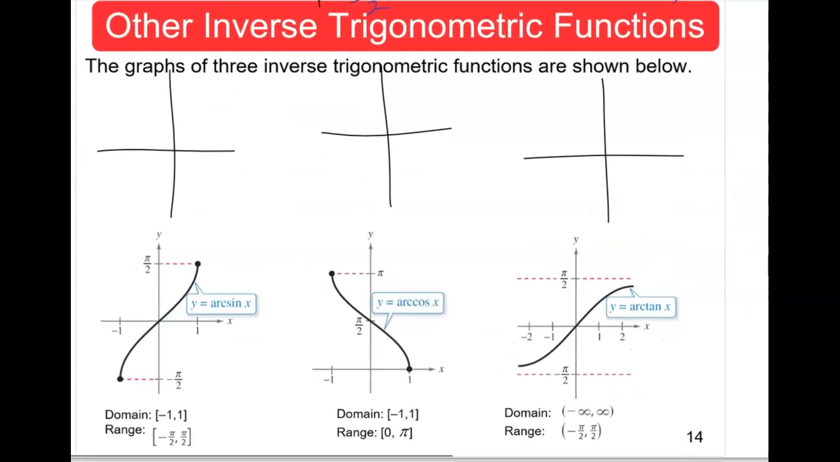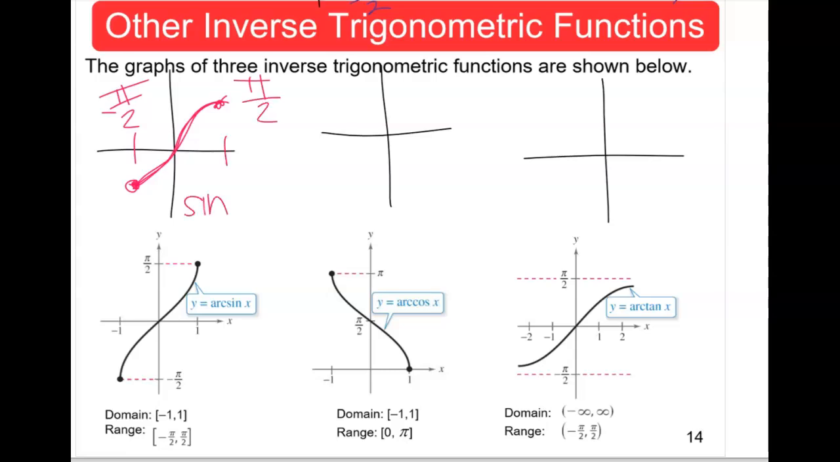So we're going to review one more, the original graph. The original graph for sine was here, and it looked like that. That was how we restricted the domain. And remember, that was from -pi/2 to pi/2. And this is sine of x.